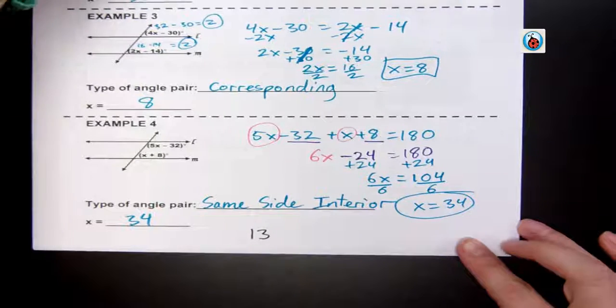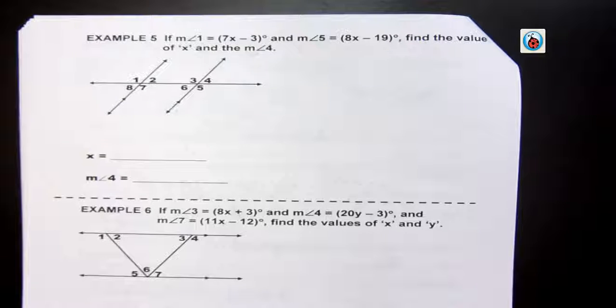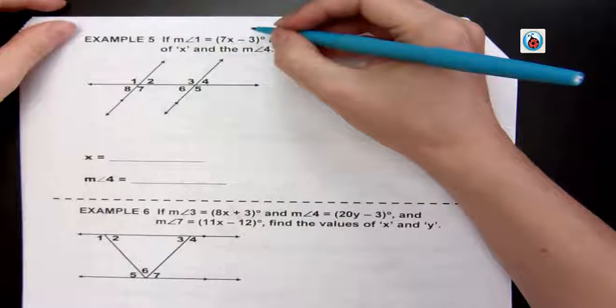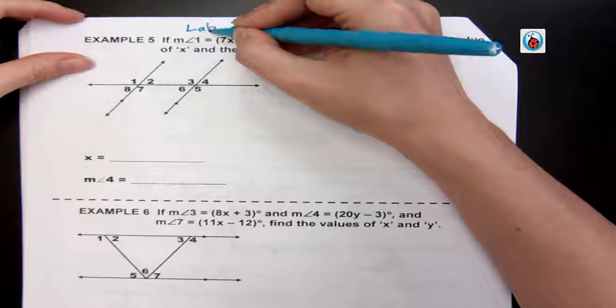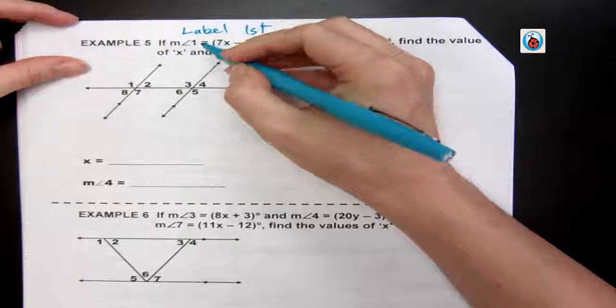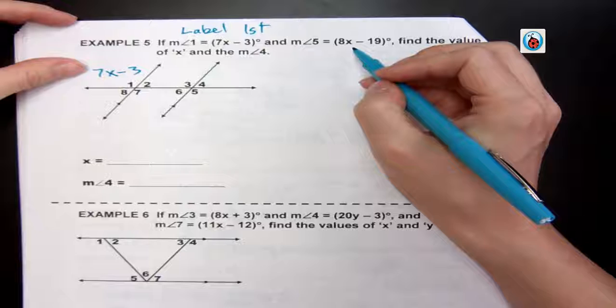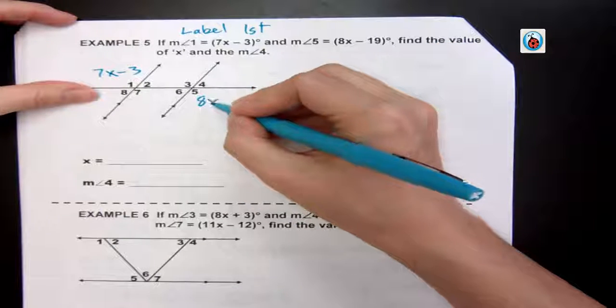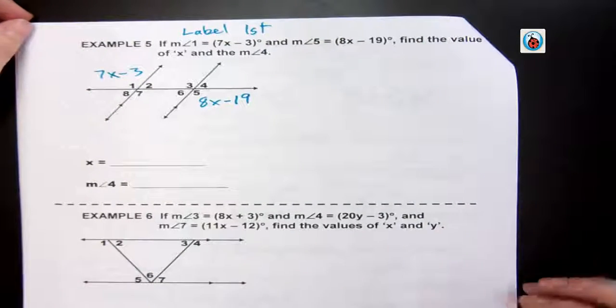Right, so when you have that, go ahead and flip over one last page. So here, it's the same thing we've been doing, but instead of writing it in for us, it gave us the words. So we're always, if it gives us words, we're going to label first. So angle 1 is 7x minus 3. Angle 5 is 8x minus 19. Find the value of x in angle 4.